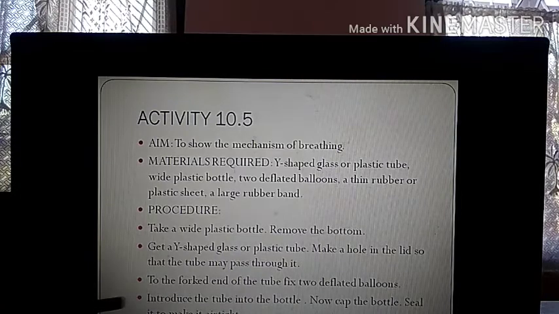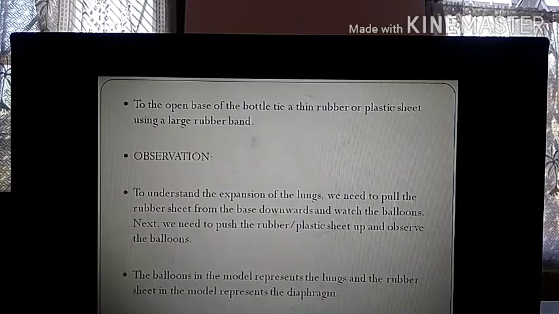Introduce the tube into the bottle. Now cap the bottle, seal it to make it airtight. So you cover the bottle with the lid, and you make it airtight. Then to the open base of the bottle, remember we had cut out the bottom of the bottle, there you need to tie a thin rubber or plastic sheet using a rubber band. So you fix a plastic sheet or the rubber sheet, whatever you have, using a rubber band.